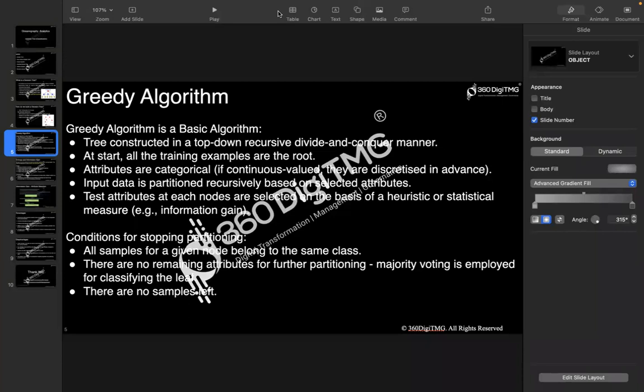Problems where choosing local optima also leads to global solutions are the best fit for greedy. The local optimal strategy is to choose the item that has the maximum value-to-weight ratio, and this strategy also leads to a global optimal solution because we are allowed to take fractions of an item.